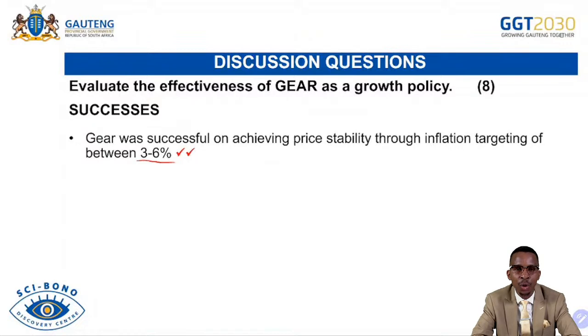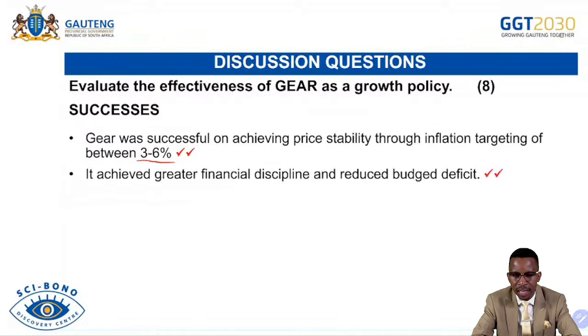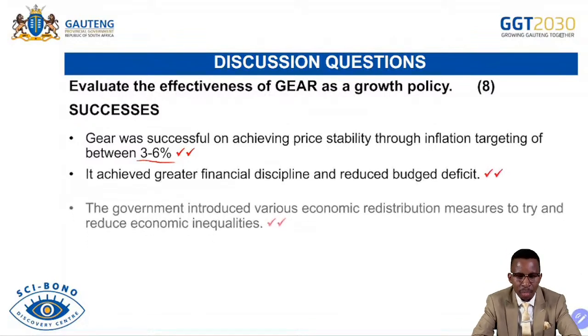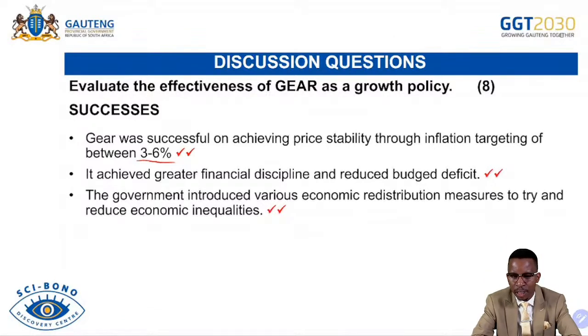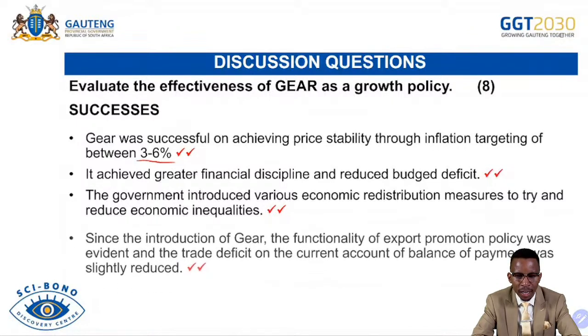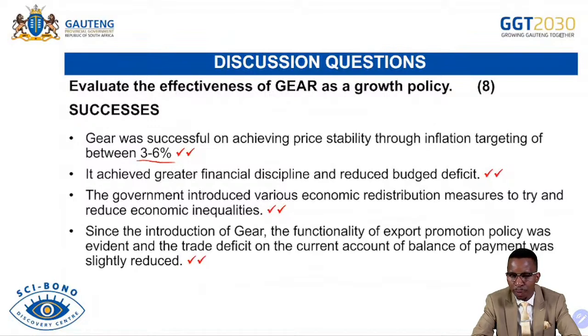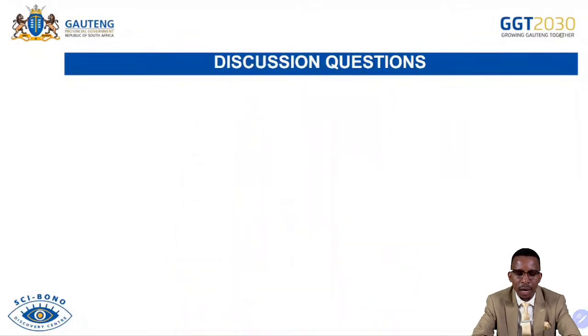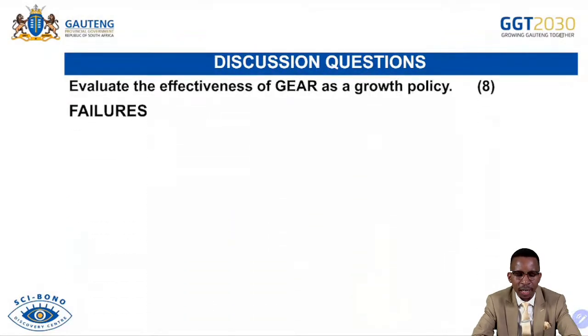Remember, as of now, the Reserve Bank ensures that inflation does not go beyond 6%. If there is such a case, it intervenes by ensuring that it combats inflation. It achieved greater financial discipline and reduced the budget deficit. The government introduced various economic redistribution measures to try and reduce economic inequalities. Since the introduction of GEAR, the functionality of export promotion policy was evident, and the trade deficit on the current account and balance of payments was slightly reduced. That's the success part. And then we check the failures now.